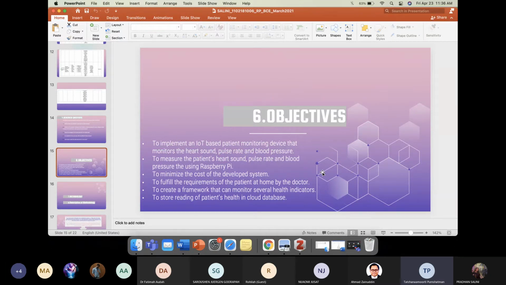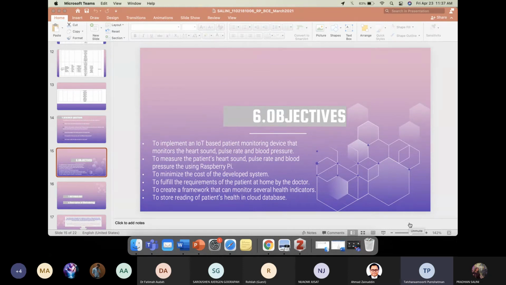So when I'm looking back at your objective, I think the first one is to implement an IoT based patient monitoring device that monitors heart sound, pulse rate, and the pressure. Somehow we can take it as to implement or to execute or to analyze an IoT based system to measure the patient heart sound, pulse rate, and blood pressure using Raspberry Pi. Okay, to measure. So how are you going to measure? Is it based on the device, correct or not? Yes, sir. It's based on the device, and the collected information is stored in a database, and then it's processed, basically processed through the Raspberry Pi. Okay, very good. Yes, generally an objective is about how you measure, how the student can measure.